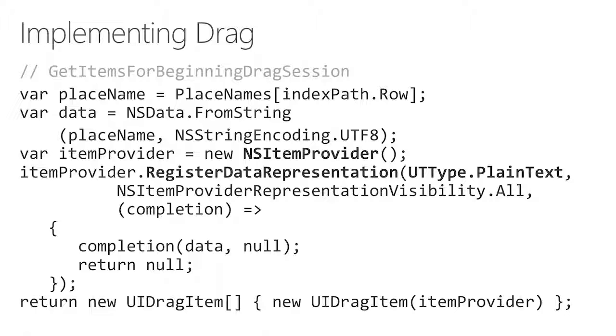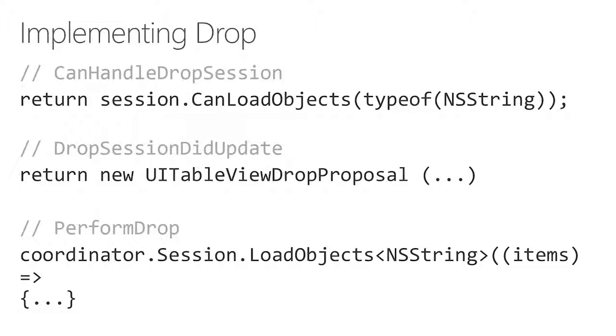iOS uses all this information to manage the user experience for you. To support dropping, we need to add a couple of delegate methods. Can handle drop session lets the operating system know what kind of data our app can receive, such as a simple string. Drop session did update gets called when the user is dragging something over the control to provide user feedback, such as whether the operation is allowed or not. And perform drop gets called after the user has lifted their finger and the data operation needs to be executed.